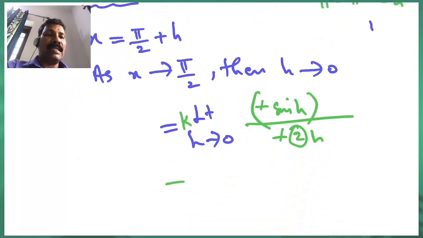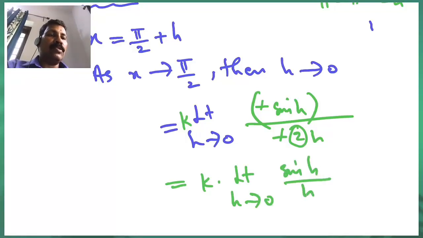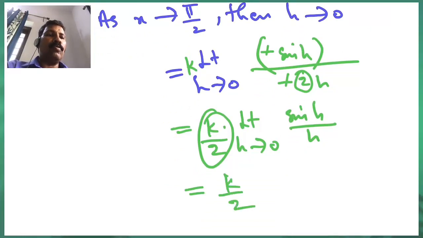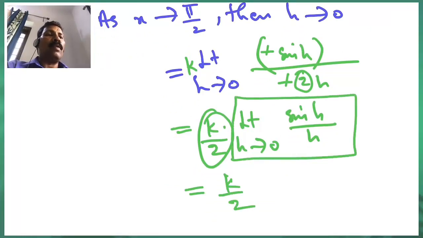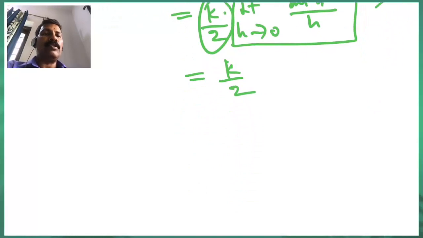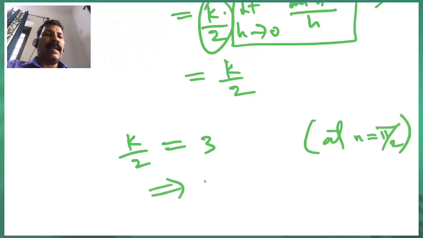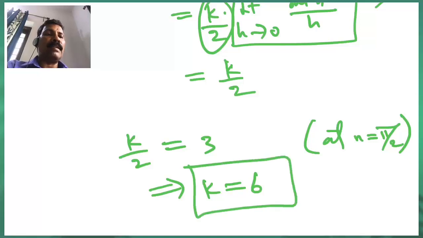Then what is happening? That is equal to k into limit h tends to 0 sin h by h. The 2 also comes outside, so k by 2 outside. Then the limit of sin h by h, you know, is 1 only. So the limit value is k by 2, and the functional value was 3 at x equal to pi by 2, which implies k is equal to 6. So when k is equal to 6, the given function will be continuous.